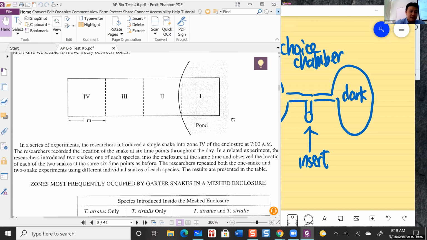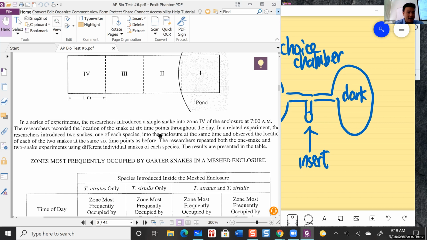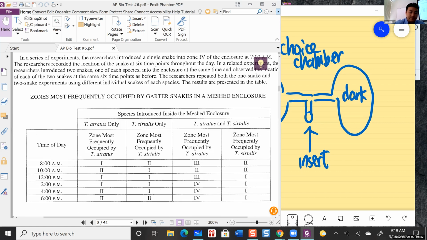So the question is, in a series of experiments, researchers introduce one snake, a single snake. So we should highlight that when you do this, right? Into the enclosure at 7 a.m. The researcher recorded the location of the snake at 6 time points throughout the day. So we want to see, is it at 1, 2, 3, or 4, to see what the habitat preference is for the snake. Okay, and then in a different related experiment, you introduce two snakes, one of each, into the enclosure at the same time, and observe the location of each of the two snakes at the time point. So this is what they found, right?